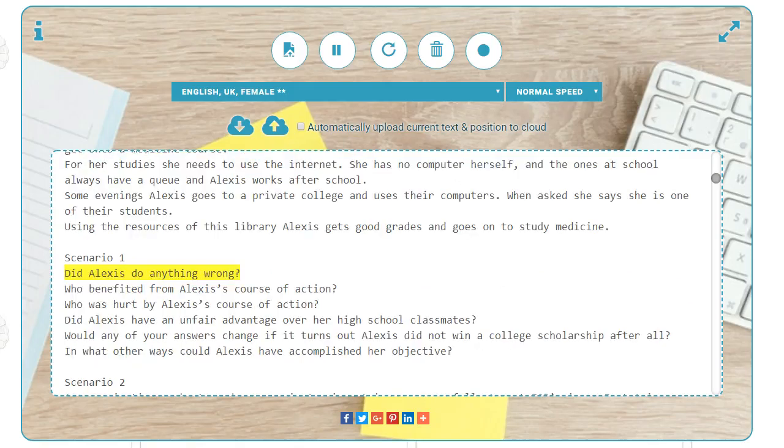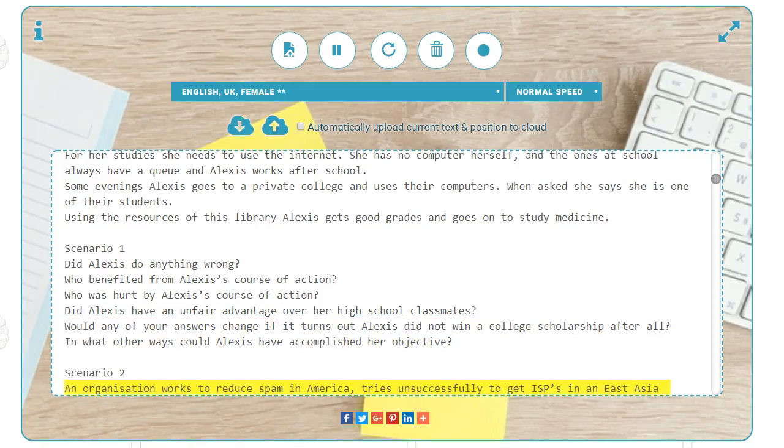Scenario 1. Did Alexis do anything wrong? Who benefited from Alexis's course of action? Who was hurt by Alexis's course of action? Did Alexis have an unfair advantage over her high school classmates? Would any of your answers change if it turns out Alexis did not win a college scholarship after all? In what other ways could Alexis have accomplished her objective?